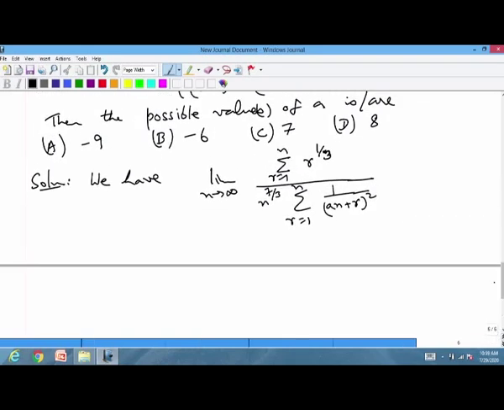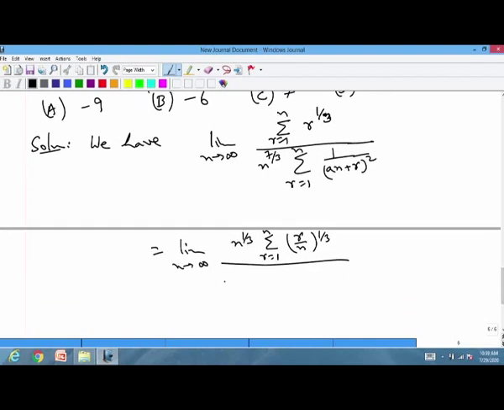Now, this limit we have to write as a definite integral. So, what I will do is I will write this as equal to limit n tends to infinity of summation of (r by n) raised to power 1 by 3, then I have to multiply by n to the 1 by 3. So, this is the numerator, and in the denominator I have n to the 7 by 3, and again I want to write it as r by n.